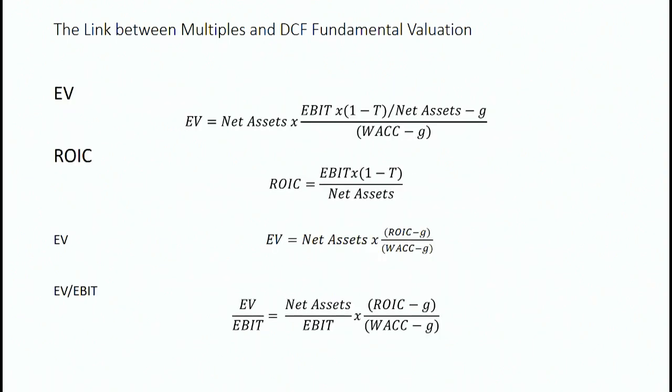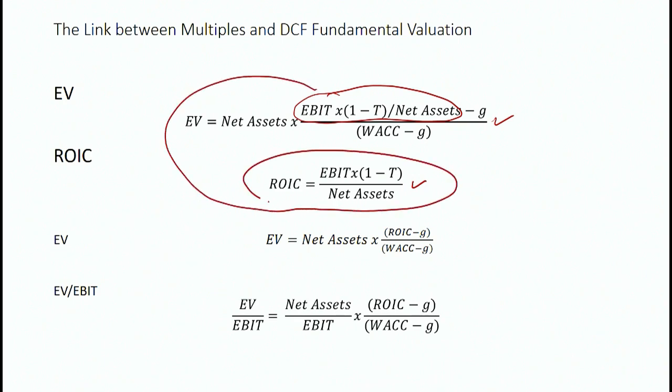So now we've got enterprise value equal to this. We have a definition of return on invested assets equal to this. So if I take this and substitute in return on invested capital for that, what I wind up with is the enterprise value of a firm is equal to net assets times return on invested capital minus the growth rate, divided by weighted average cost of capital minus the growth rate. Aha. Now we begin to see what can affect enterprise value.